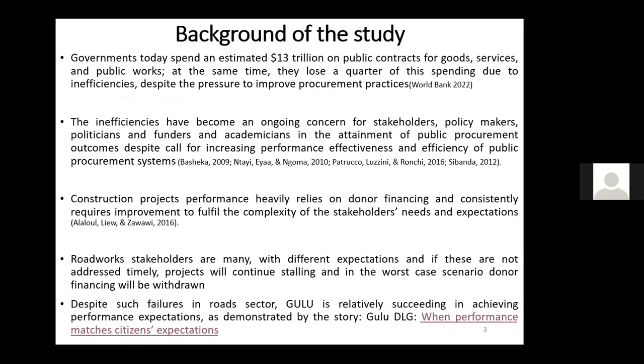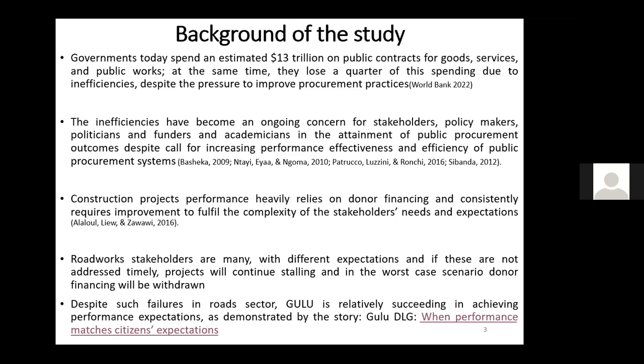Governments today spend an estimated 13 trillion on public works contracts for goods, works, and services, and at the same time, they lose a quarter of this spending due to inefficiencies, despite the pressure to improve procurement practices. These inefficiencies have become an ongoing concern for stakeholders, policymakers, politicians, and funders in the attainment of public procurement outcomes, despite a call for increasing performance effectiveness and efficiency of the public procurement systems.